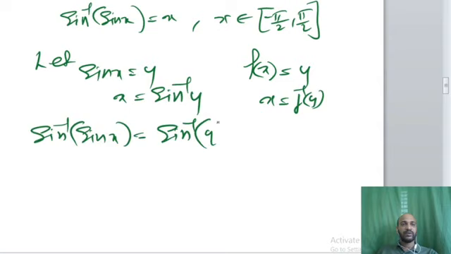Therefore, sin inverse of sin x is equal to sin inverse of, what is sin x? Sin x equal to y. Sin inverse of y, sin inverse of y equal to x. So we got the answer, sin inverse of sin x equal to x. Same way we can prove cos inverse of cos x equal to x, or tan inverse of tan x equal to x.